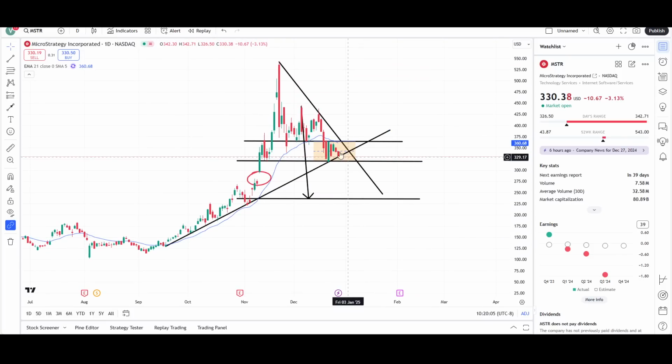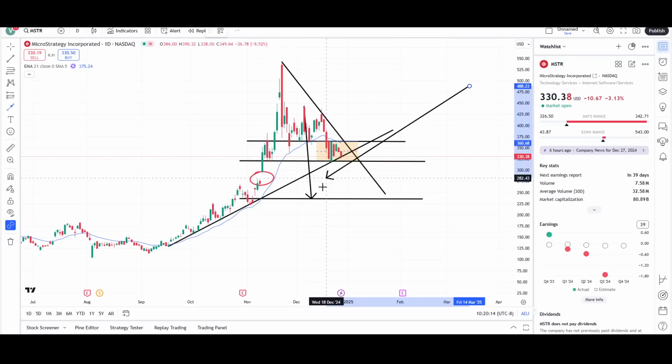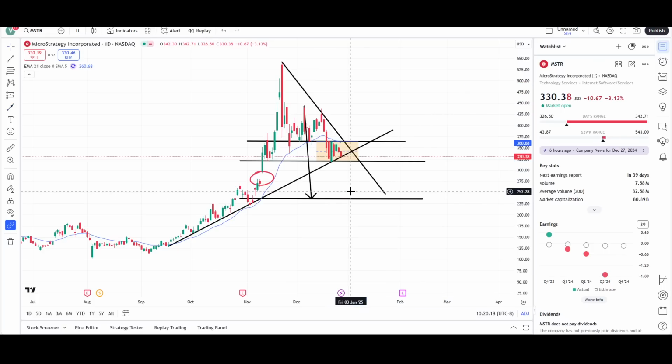You can see that price is on the second attempt of reaching the measure move target. This is all one leg down. First attempt lower, second attempt lower, and this could be the second attempt of the second attempt, which could be the final attempt down. It's not guaranteed we go lower. Keyword is attempt. The market does not move in guarantees. It moves in attempts.